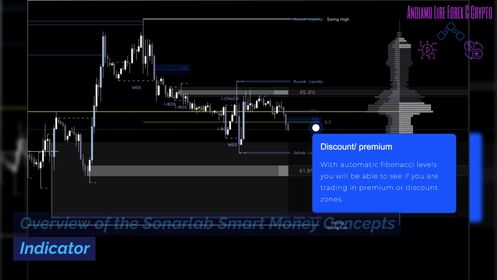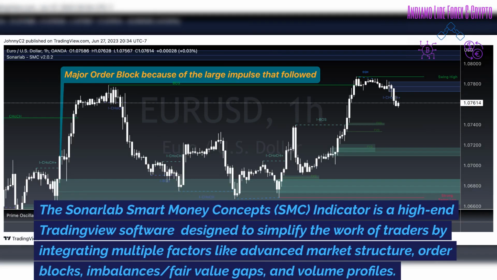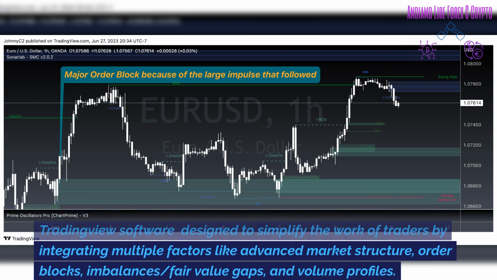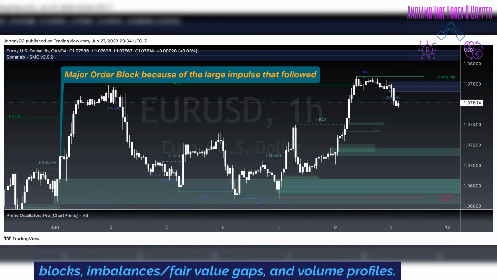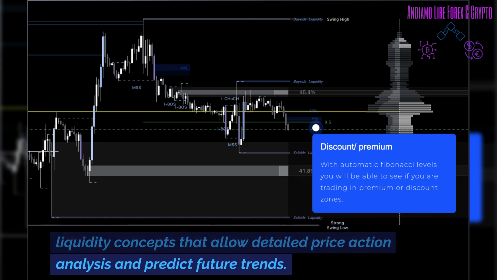Overview of the SonarLab Smart Money Concepts Indicator. The SonarLab Smart Money Concepts Indicator is a high-end TradingView software designed to simplify the work of traders by integrating multiple factors like advanced market structure, order blocks, imbalances, fair value gaps, and volume profiles. Some of its features are premium and discount zones and liquidity concepts that allow detailed price action analysis and predict future trends.